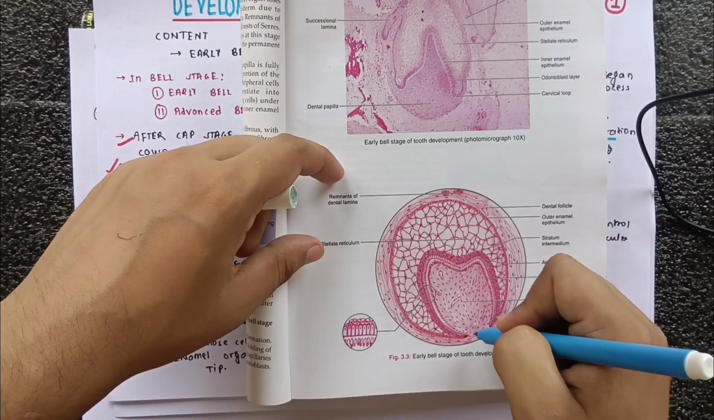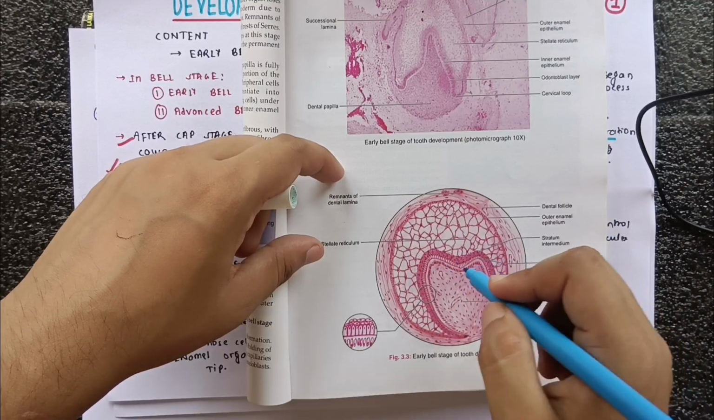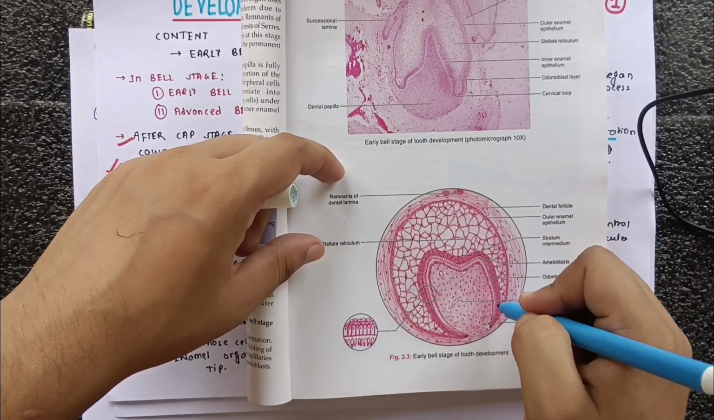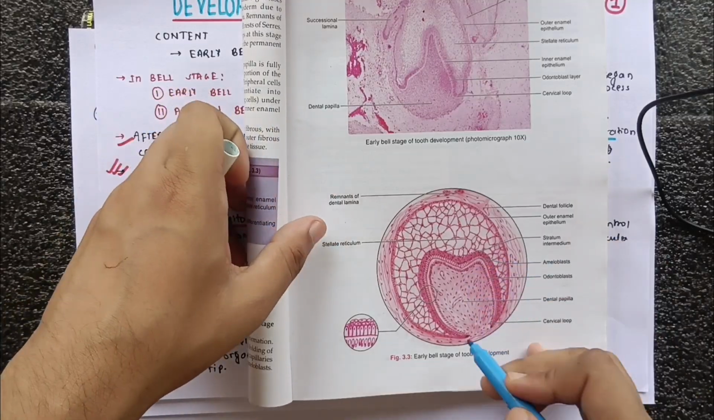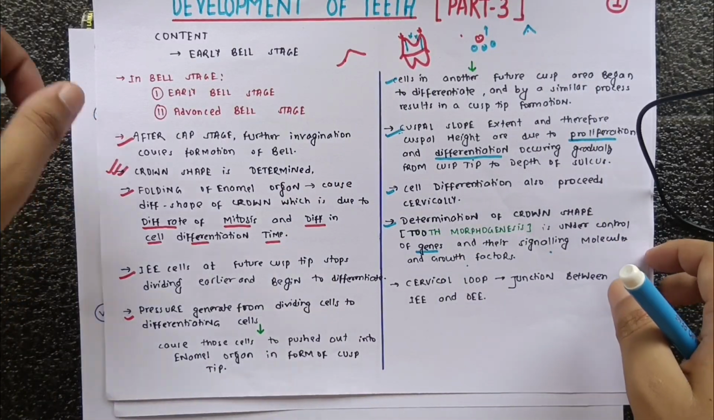Okay, so the cells proliferate in this direction, while the cells in this area are less proliferating in comparison to those in the junction, so it forms the bell-like structure here. Okay, so this is a cervical loop. Sometimes they can ask you about it in the viva like that.